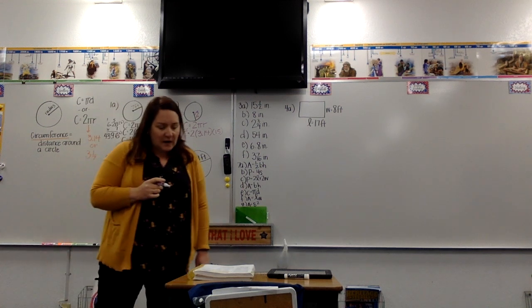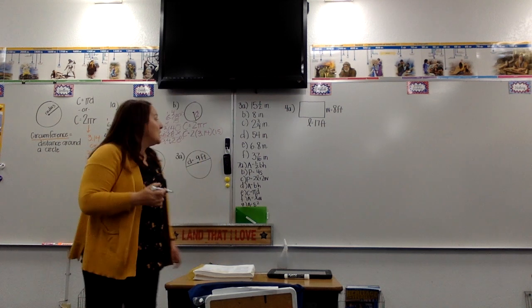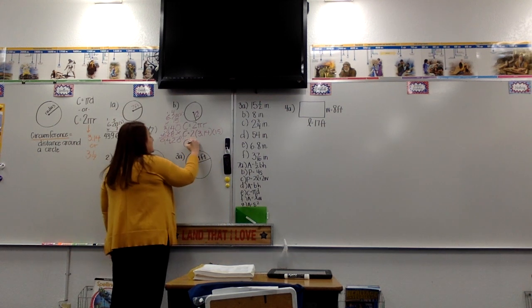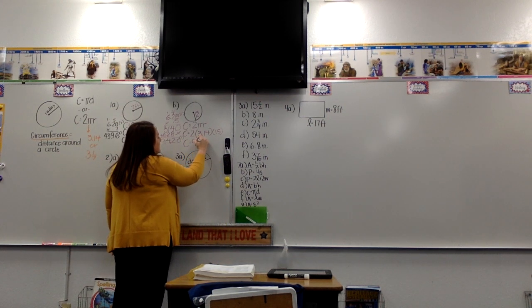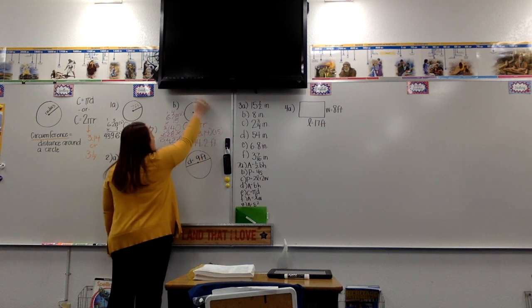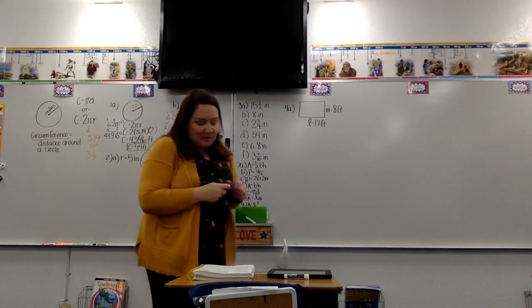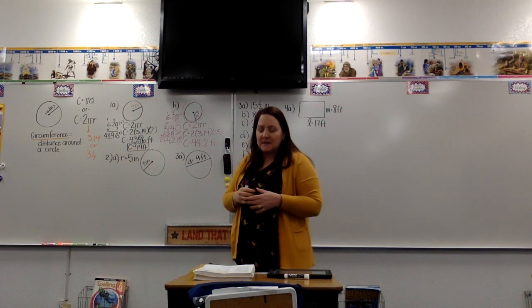94.2. Now, do we need to round this one? No, it didn't tell us we had to round. So we know that Duke's circumference, that he can go around, is 94.2 feet, all the way around his circle. Okay? So let's move on to finding the circumference.